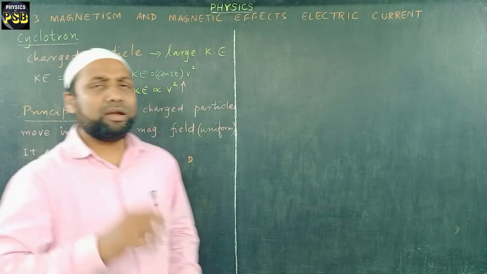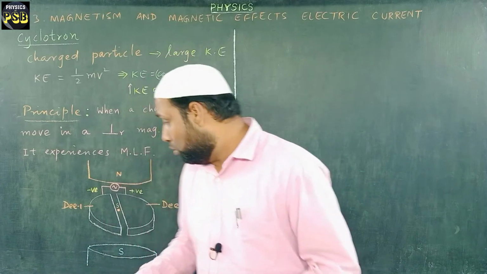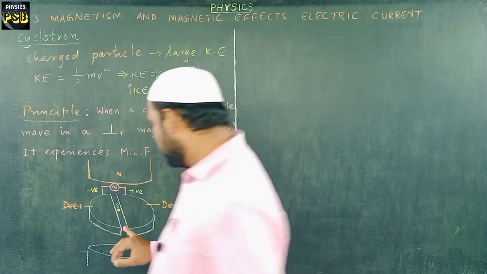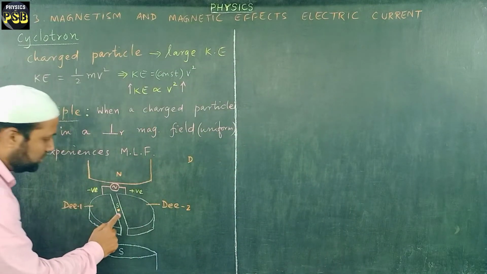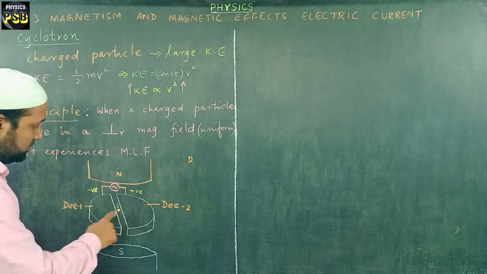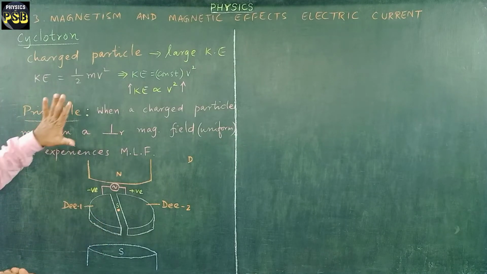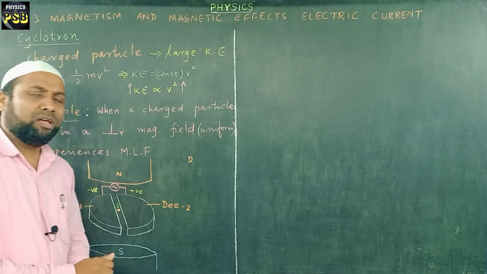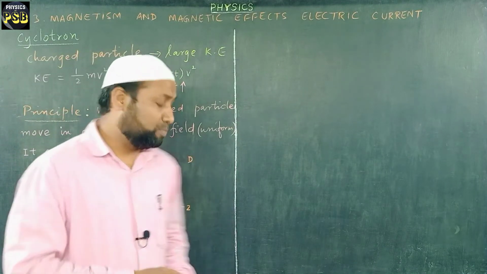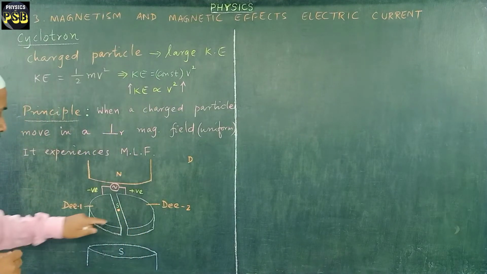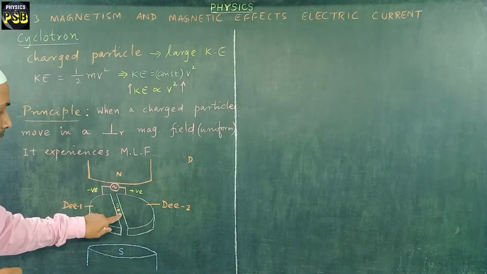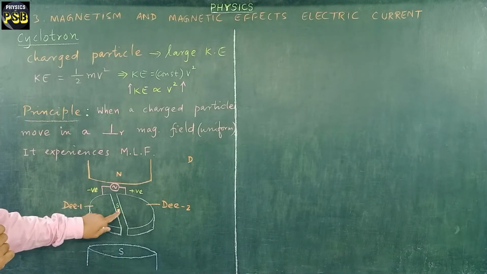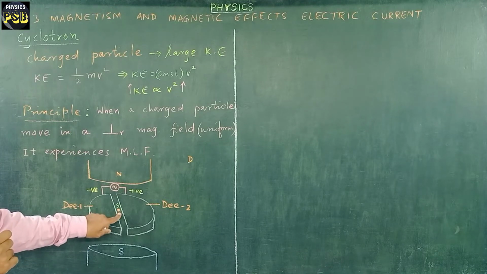I'll go ahead. Now let me tell you how this device works. As I told you, here S is the source of charged particle or ion, which is accelerated here. Whatever charged particle we need to accelerate is placed here in this gap. Suppose I have a source of positive ion, a source of positive charge. Positively charged particles are placed here in this gap.